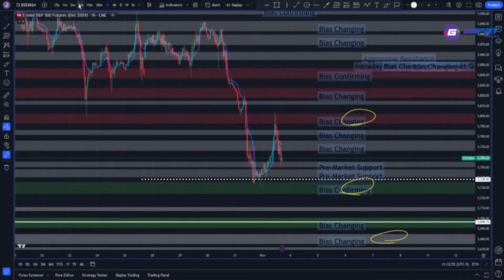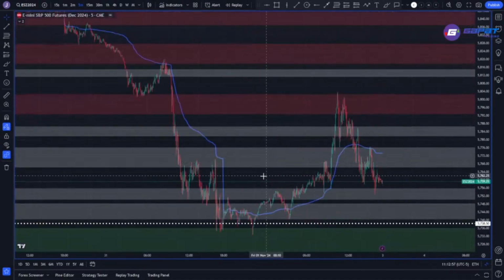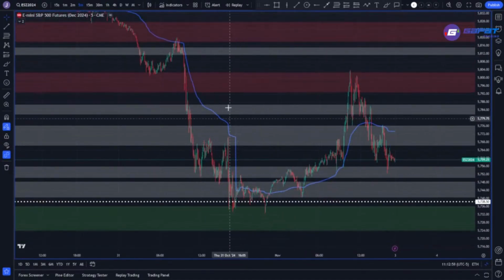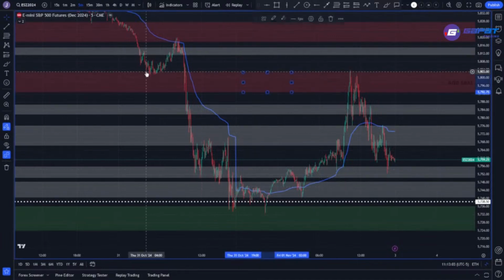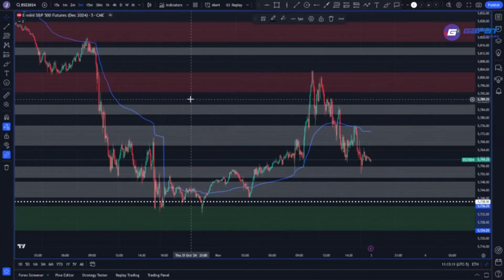So let me go on to the lower time frame. In order to find these other levels in between, you have to go onto the lower time frame. So this is a major level, this is a major level. And I showed you why already, but all of these ones are more minor areas in between.